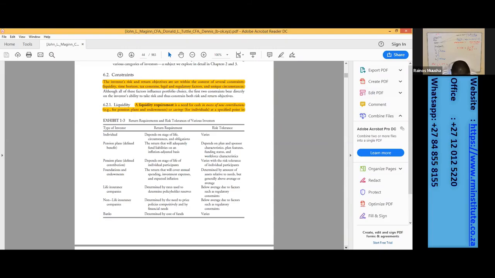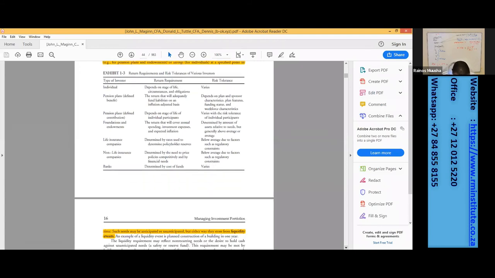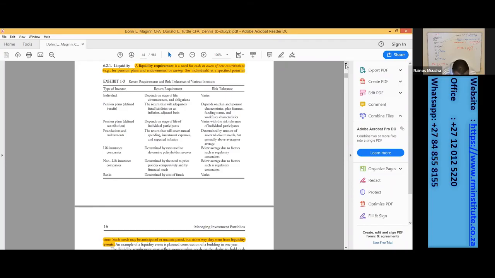So in section 6.2.1, which looks at liquidity, they say a liquidity requirement is a need for cash in excess of new contributions or savings at a specified point in time. Such needs may be anticipated or unanticipated, but either way, they stem from what? Liquidity events. So this is basically the need for cash in excess of what? New contributions.